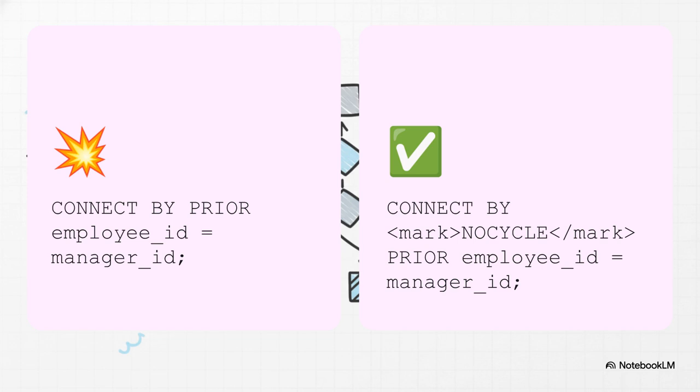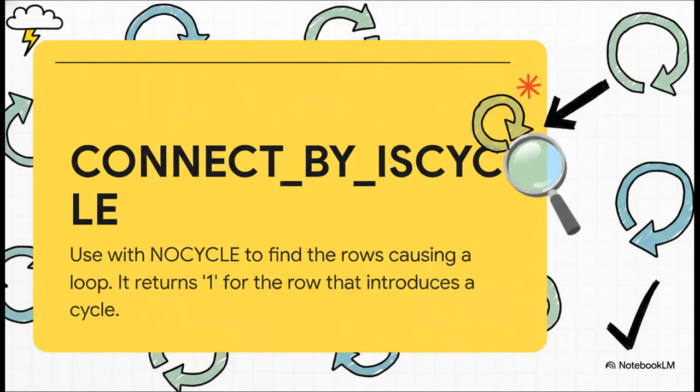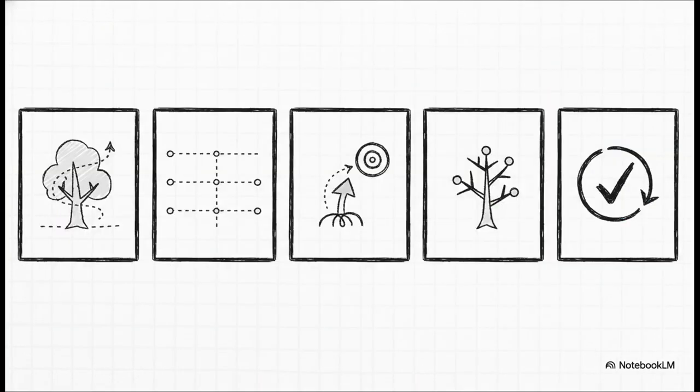It's so elegant. But wait, it gets even better. Not only can you prevent the error, you can find the bad data. When you use NOCYCLE, you can also select another pseudocolumn called CONNECT_BY_ISCYCLE. It will flag the exact row that caused the loop with a 1. So now you don't just get your query to work, you get a report telling you exactly what data you need to go fix.